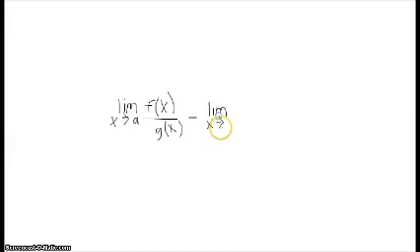So that's going to say the limit as x approaches a of f of x over g of x equals the limit as x approaches a of f prime of x over g prime of x.